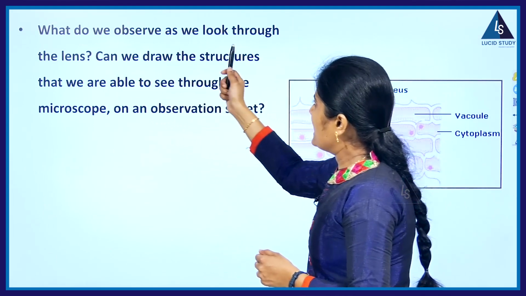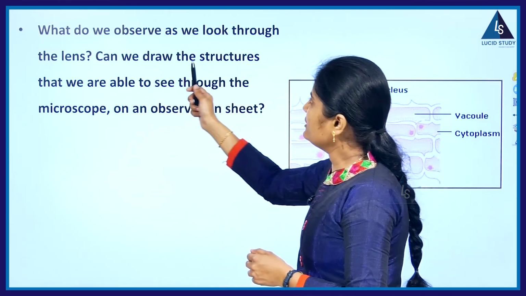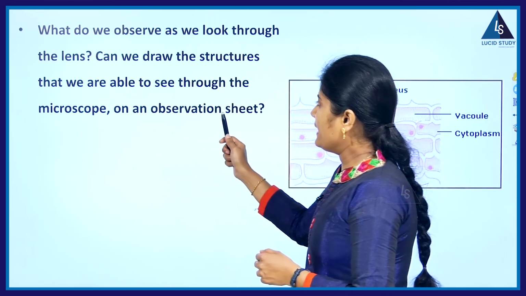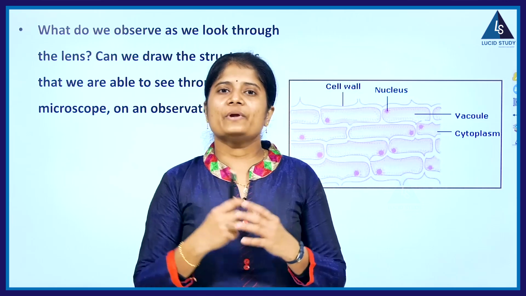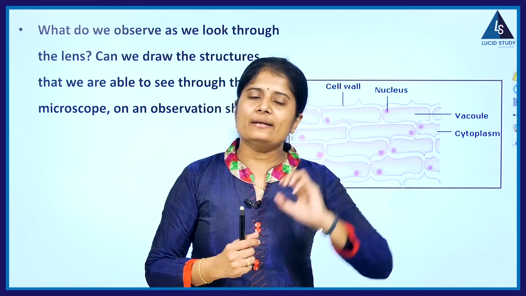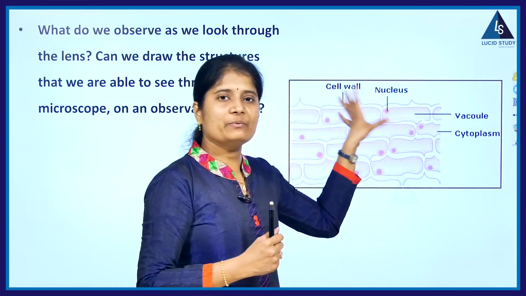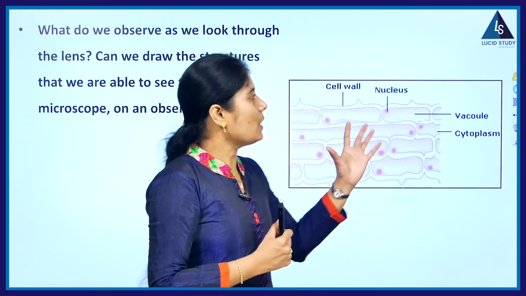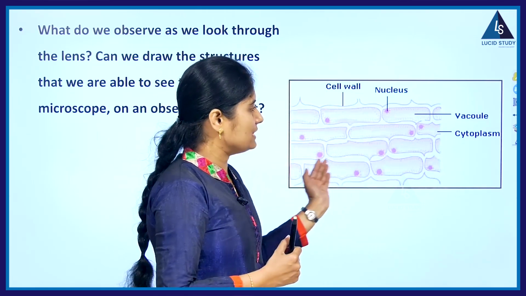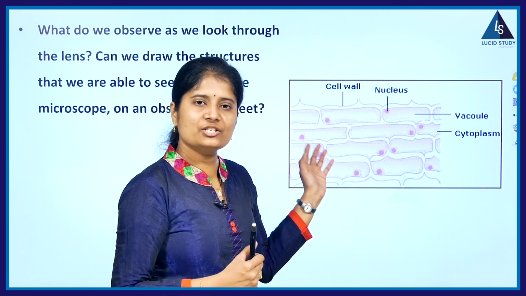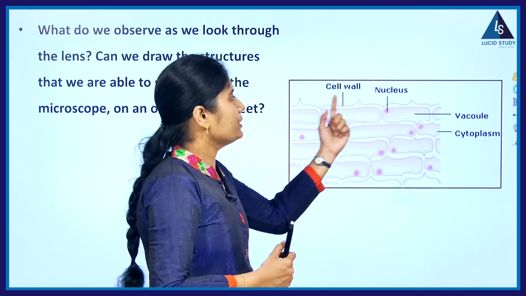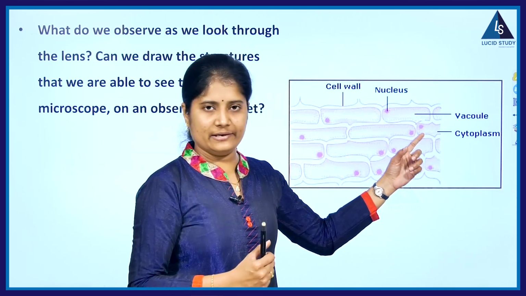What do we observe as we look through the lens? Can we draw the structures that we are able to see through the microscope on an observation sheet? So now let us see how we are going to identify the structure. How you view it under the microscope, the same structure we need to draw here. So the onion peel cells are observed in the format of this one here. These are arranged as cells present side by side, where you can see the structures very clearly inside.